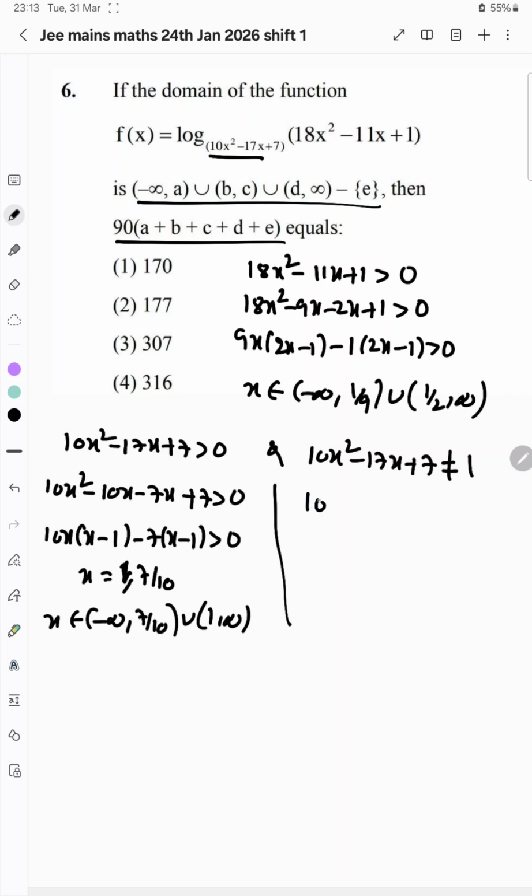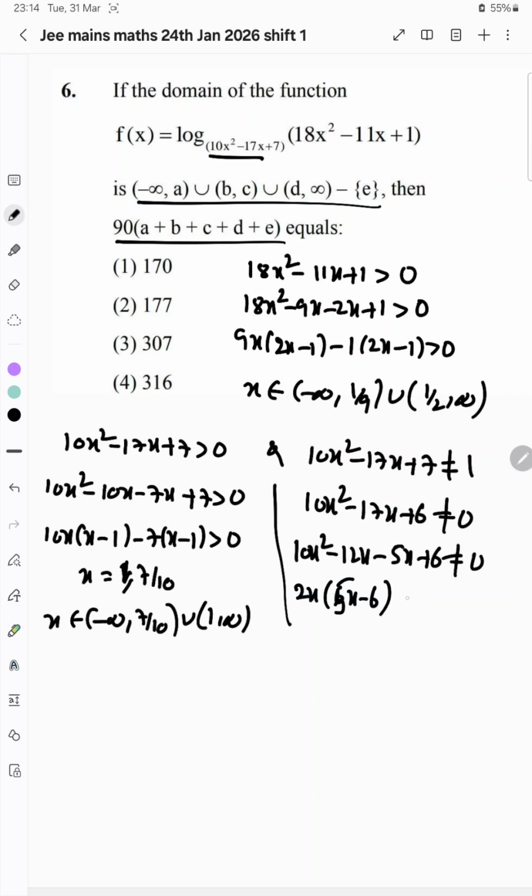Similarly from this, 10x square minus 17x plus 6 which is not equal to 0. Product is 60, sum is minus 17. So minus 12 minus 5 we can take simply. Minus 12x minus 5x plus 6 which is not equal to 0. 2x we can take as common, so 5x minus 6 possible. Minus 1 take it as common, 5x minus 6 which is not equal to 0. That means clearly x is not equal to 1 by 2 comma 6 by 5. Except these two, any real number is satisfied according to this condition.